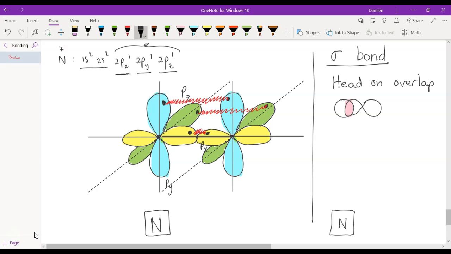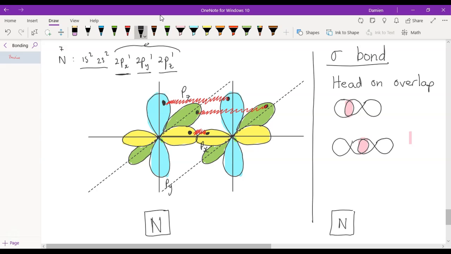You can also have the same thing happen with two p orbitals. There's one p orbital, there's another p orbital, and again the same thing. You take one of the orbitals and you start to overlap, and you can see then that there's a significant overlap space in there. So in terms of head-on overlap, you get a sigma bond, which is quite a strong bond. Now what we have to do is look at our nitrogen molecule and see, have we got any places where there is a head-on overlap?